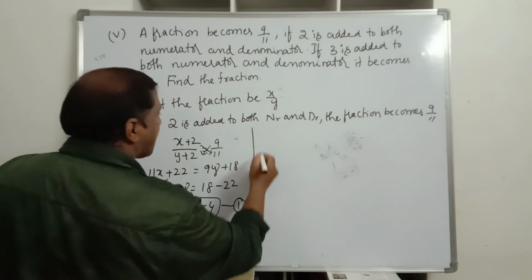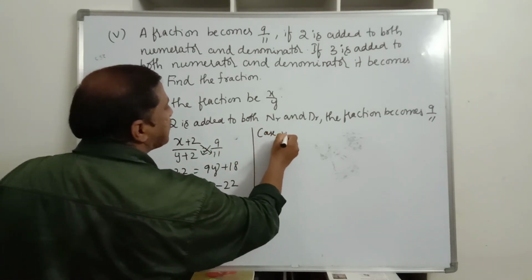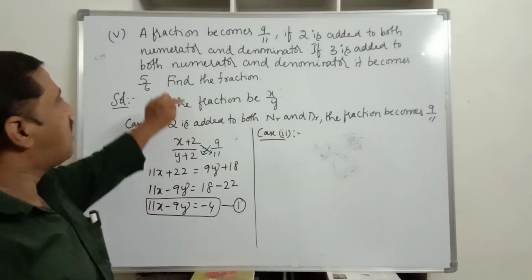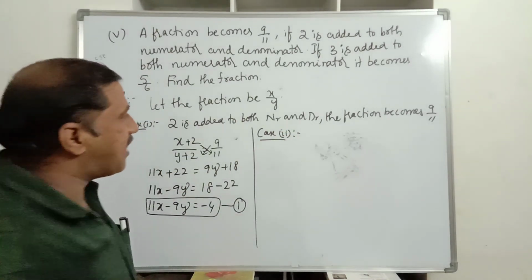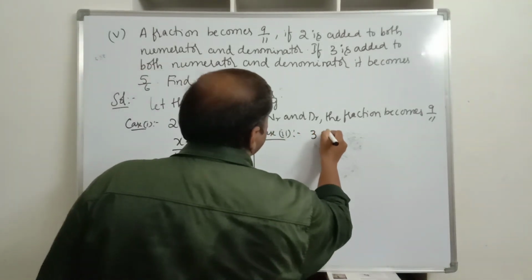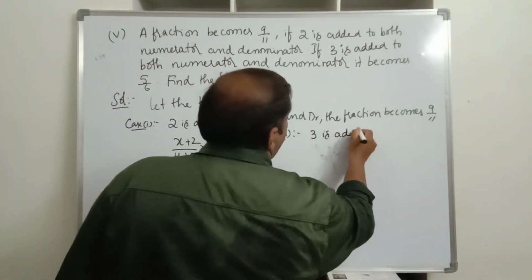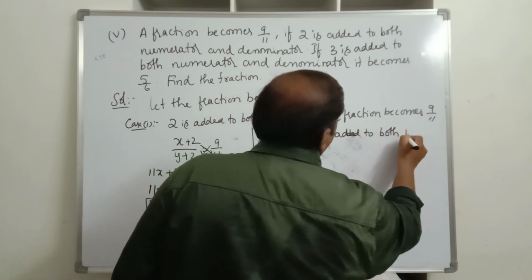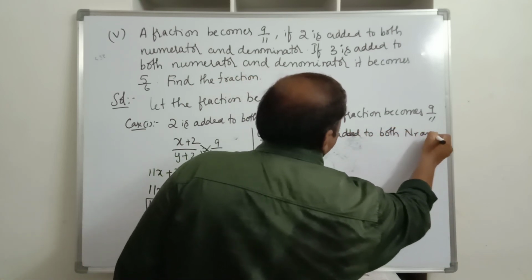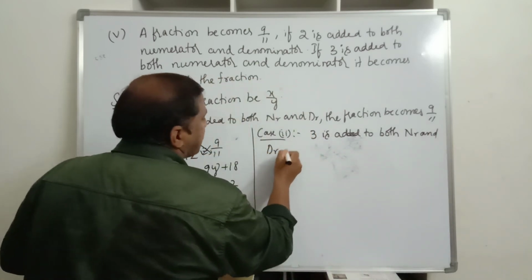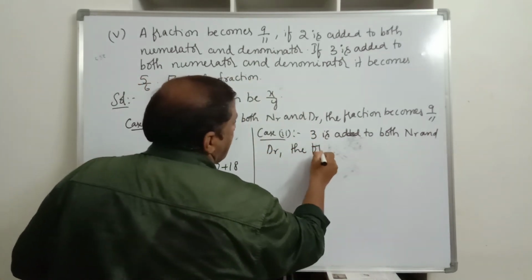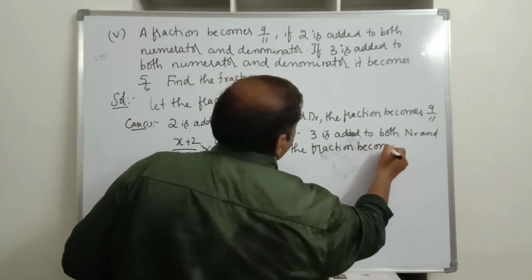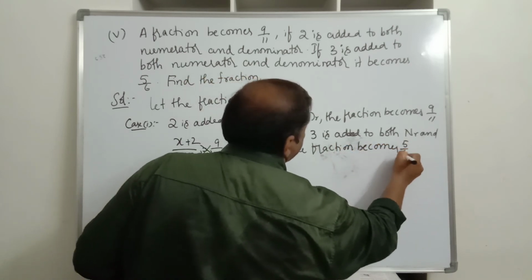Similarly, write the second statement, that is case 2. What is case 2? If 3 is added to both numerator and denominator, the fraction will become 5 by 6. Then the fraction becomes 5 by 6.